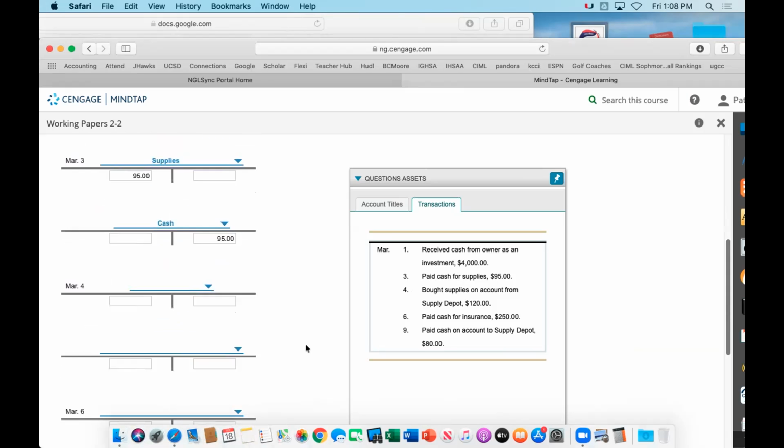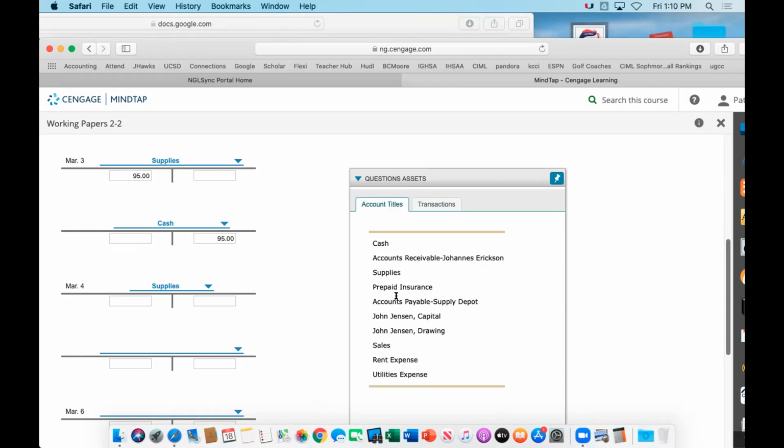Okay. March 4th, bought supplies on account. That's transaction 4 now. It's on your sheet. It's on the board there. So March 4th, it says bought supplies on account. Which two accounts are affected? Supplies. And it says supply depot. I can't remember, is that accounts receivable or accounts payable? Well, when we buy supplies on account, remember our translation is we got stuff and we're going to pay it later. That's a liability. Accounts payable means I will pay it later, right?